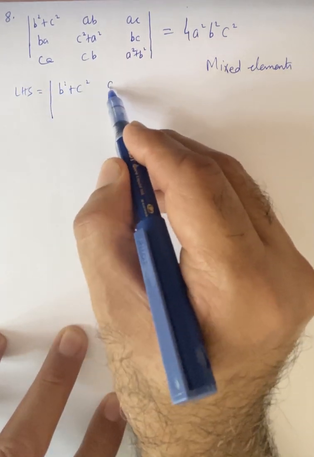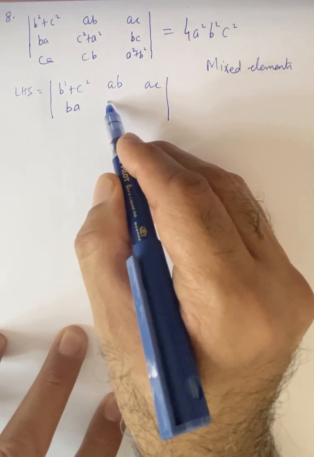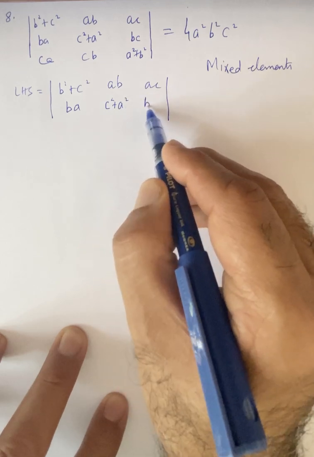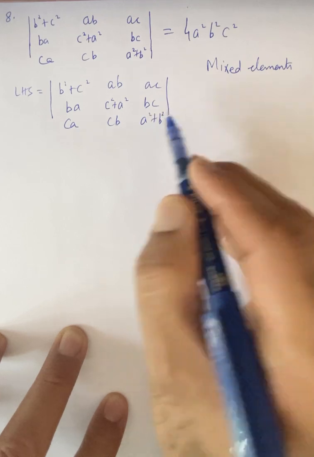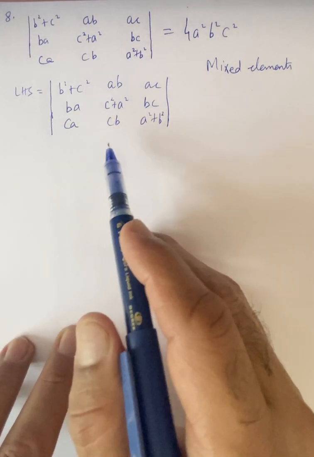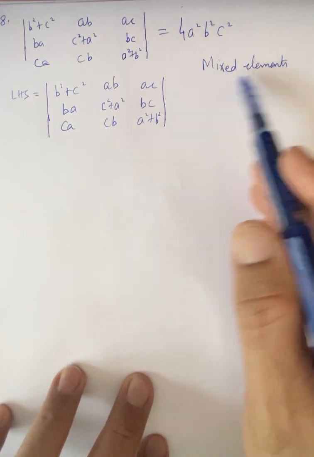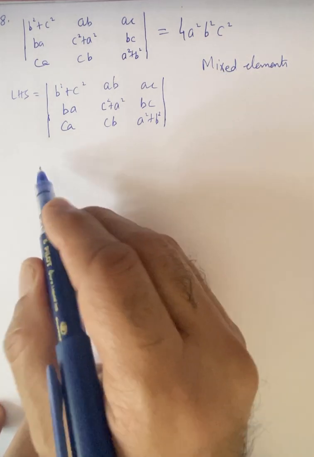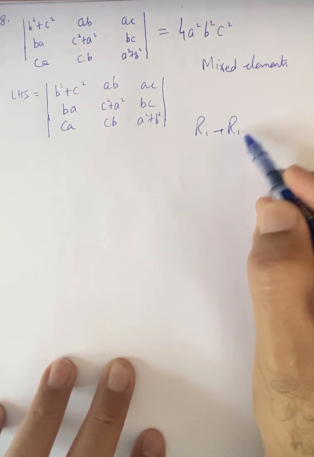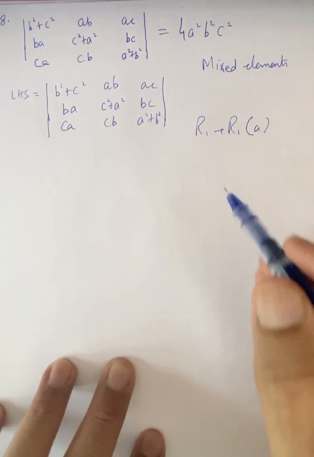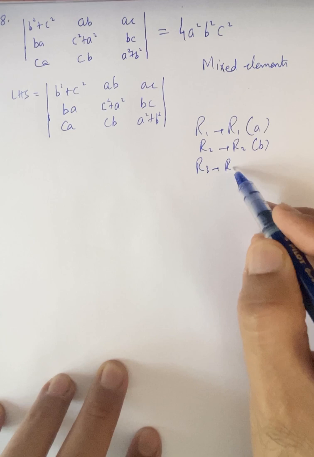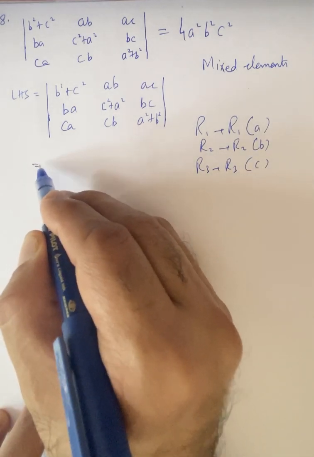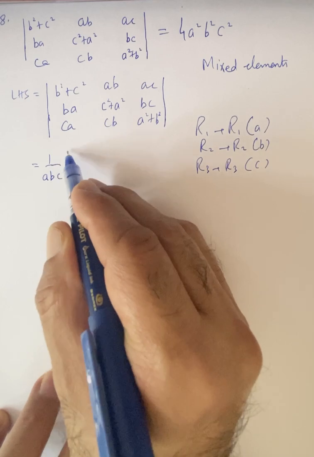First row: B square plus C square, AB, AC. Second row: BA, C square plus A square, BC. Third row: CB and A square plus B square. In such questions where we observe mixed elements, we make these changes. We change R1 to R1 into A and divide outside by A. The second row we multiply by B. The third row we multiply by C. Outside we divide, so 1 by ABC.